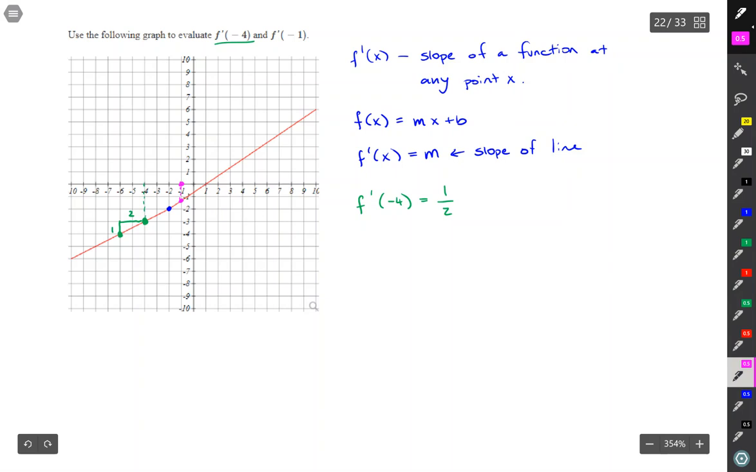The other point right here, it's not on an integer value, it looks like, but the slope is the same for the entire line. So I'm just going to use this point and this point to measure the slope, because the slope's going to be the same no matter where I choose to use here. So if I go up 2 and over 3, then that tells me the slope of the line at -1 is going to be a rise of 2 and a run of 3.